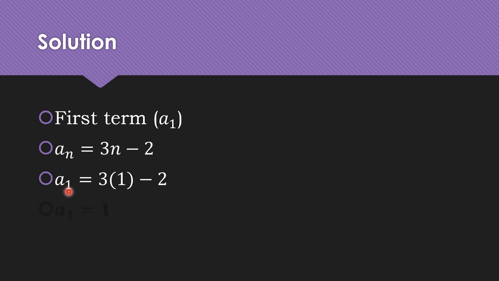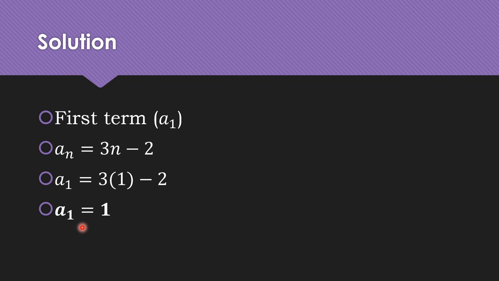So, a sub 1 is equal to 3 times the quantity, where n is a variable. Its value now is 1, like I said earlier, because that is the first term. And then, minus 2. This minus 2 is a constant. It is fixed in our equation. So, what we only replace here is the value of n. And therefore, we can now say that a sub 1 is equal to 1.